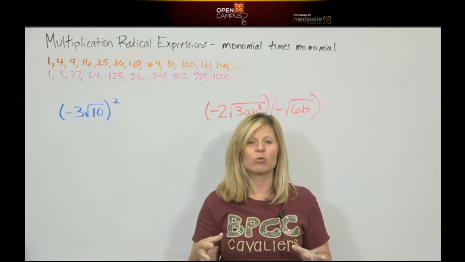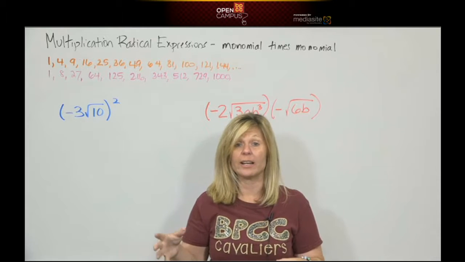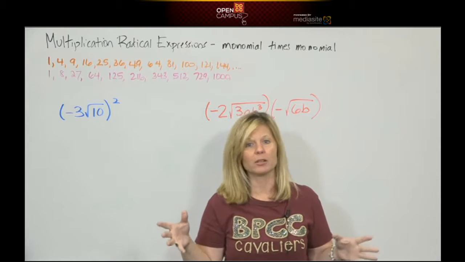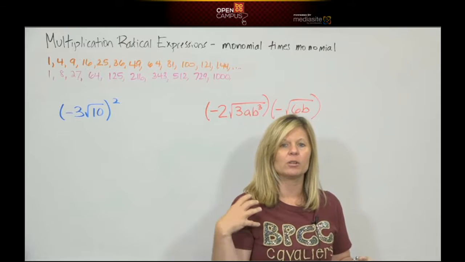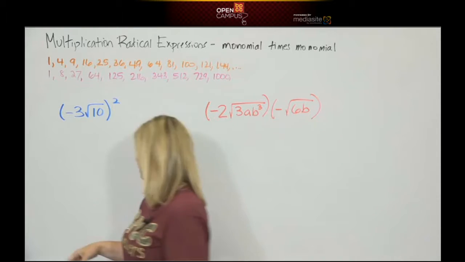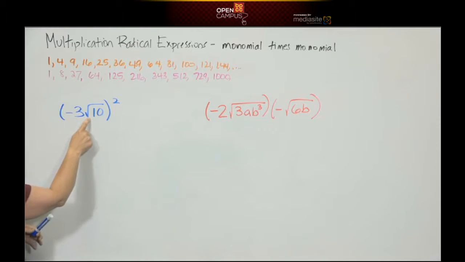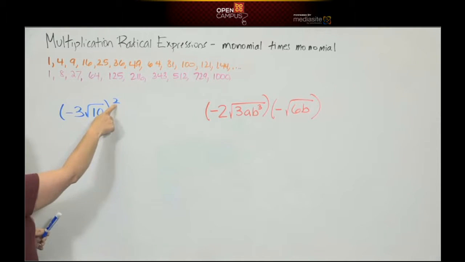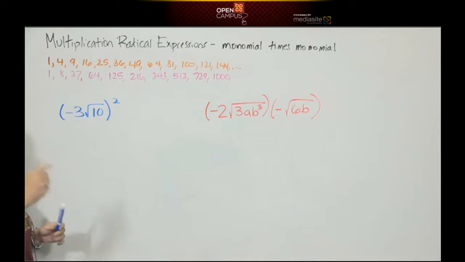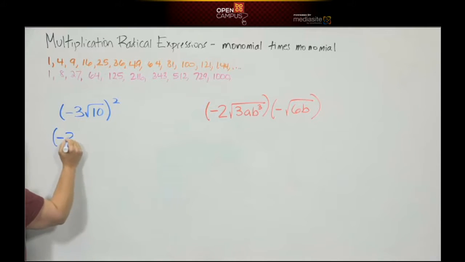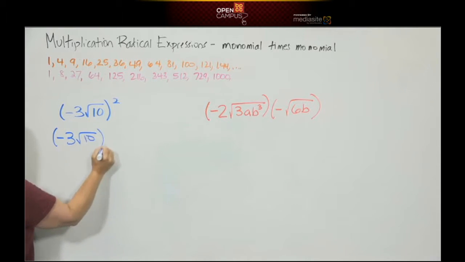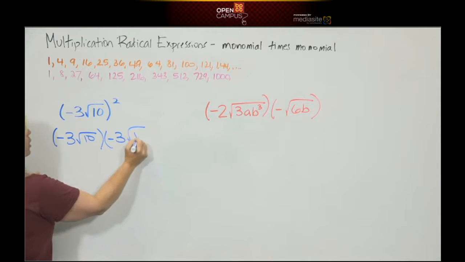Okay, so multiplying radical expressions is just related to multiplying polynomial expressions. A monomial times a monomial is a monomial. So if you look here, my first expression says negative 3 square root of 10 squared. So we learned squaring means to write it twice. So we're doing negative 3 square root of 10 times negative 3 square root of 10.